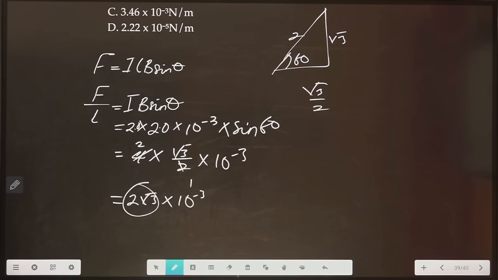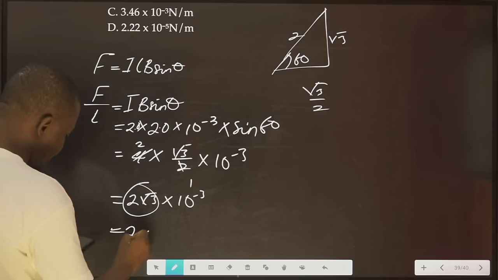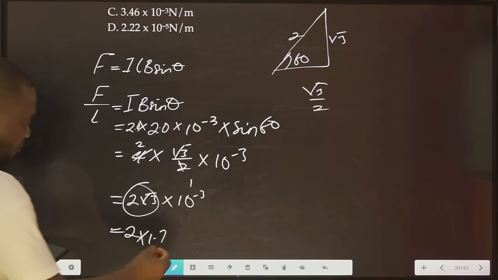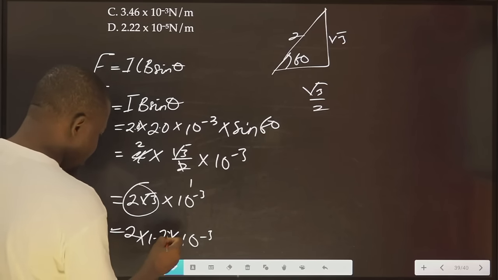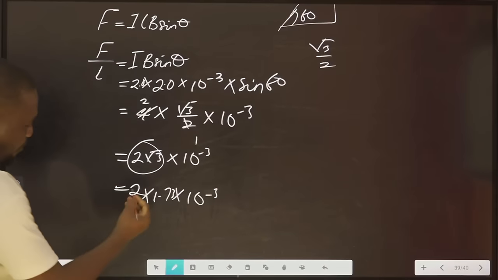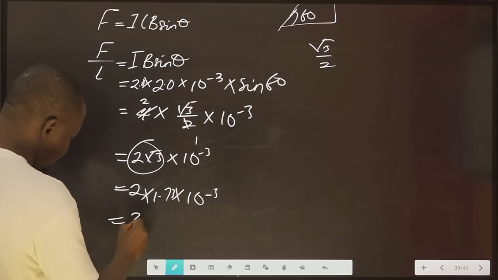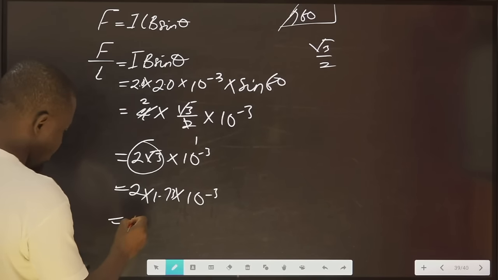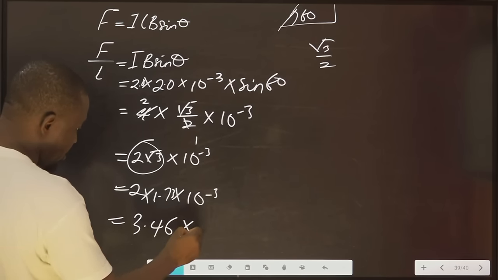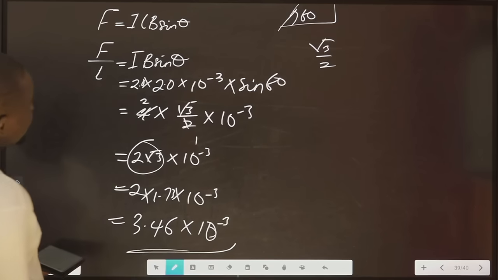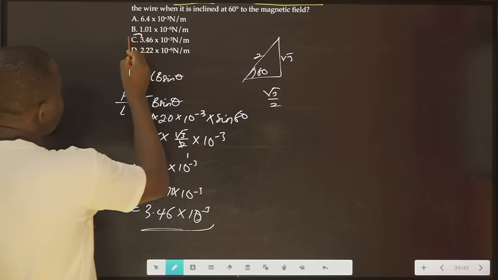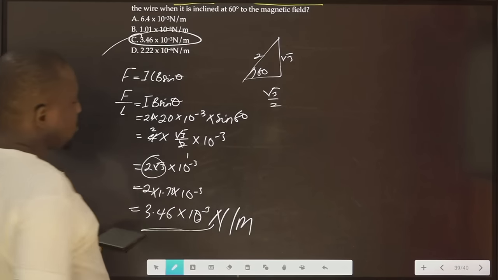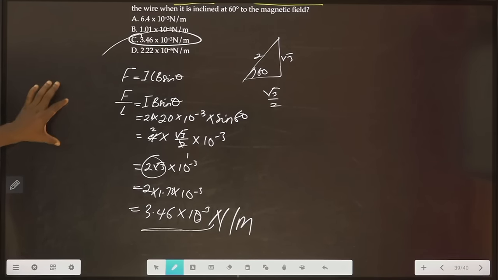When you calculate this, let me use a calculator. The square root of 3 is simply 1.7, let's just say 1.7 because of the kind of answer provided in one decimal place. Okay, let me put the other one, 1.73. If I multiply this by 2 now, I have 3.46 times 10 to the power minus 3. Let's see if we have anything like that. 3.46. Exactly, this in newton per meter. Hope you understand this.